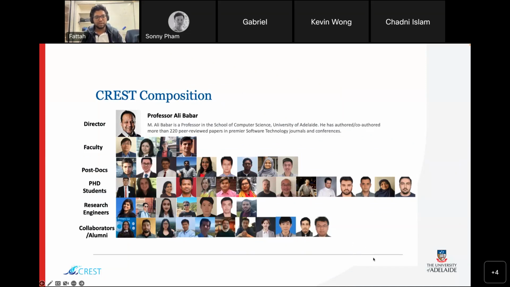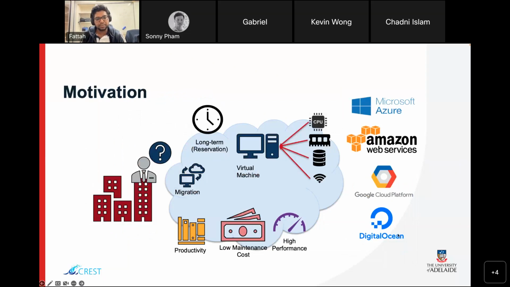Let's talk about my research now. I will start by talking about a motivating scenario and the research problem. Imagine you are a CEO in a large organization, and this organization wants to migrate its IT infrastructure into the cloud and manage it for a long period of time. Here, long-term refers to a reservation-based contract rather than pay-as-you-go.